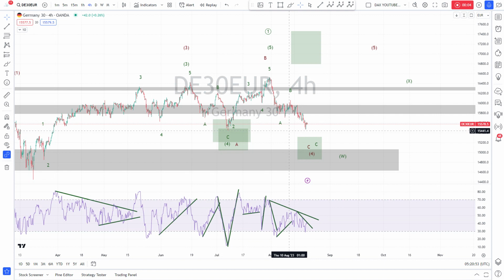Today is Monday, August 21. Time is around 5:20 GMT, and we will have a look at the DAX futures on the Oanda platform.